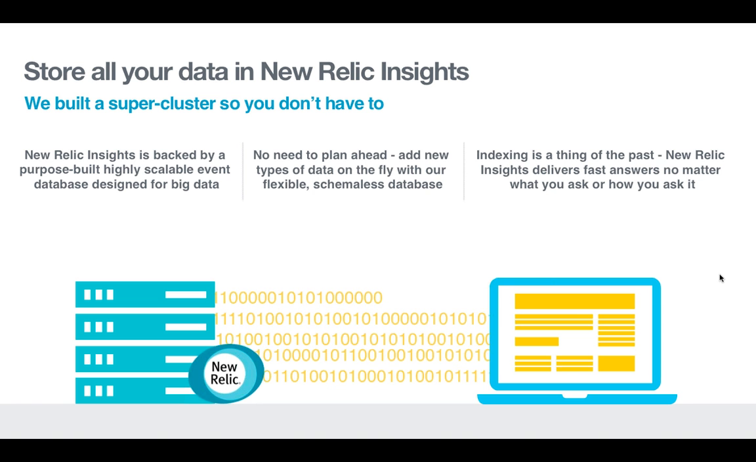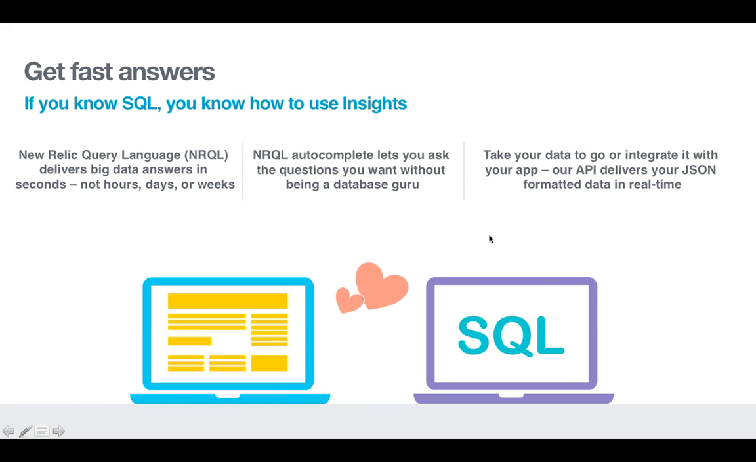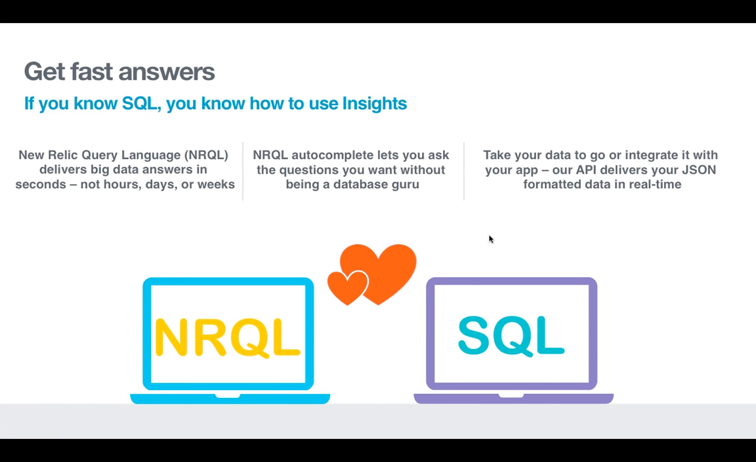You don't need to index certain attributes or columns. Everything, no matter how you ask the question, is delivered instantly. Which leads into how do you get the data out of New Relic Insights? And one answer is you get really fast answers. We'll talk a little bit more about the performance in a minute, but one of the things that we really wanted to do was make getting data out of New Relic Insights easy.